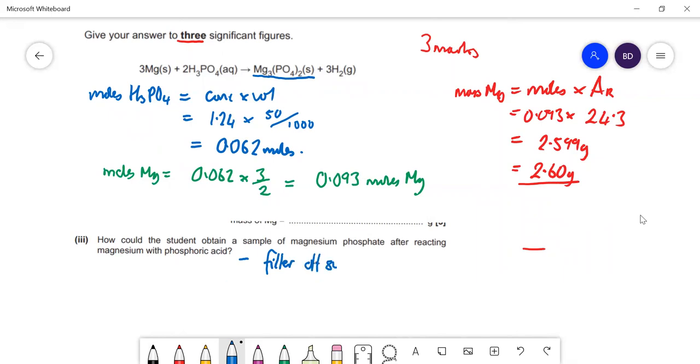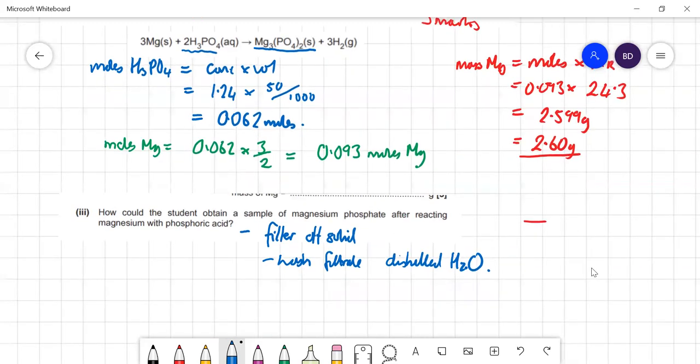Filter off the solid. And really you should then, because it might have a bit of phosphoric acid still in there, wash the solid with a bit of distilled water. Okay.